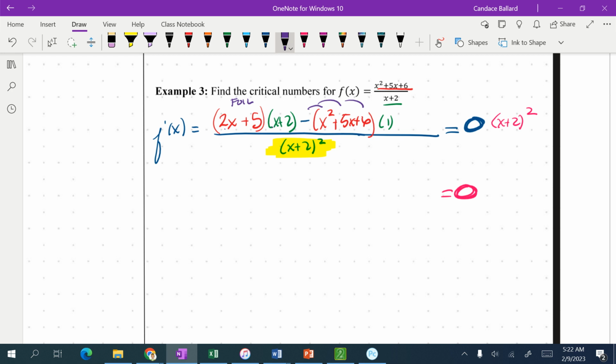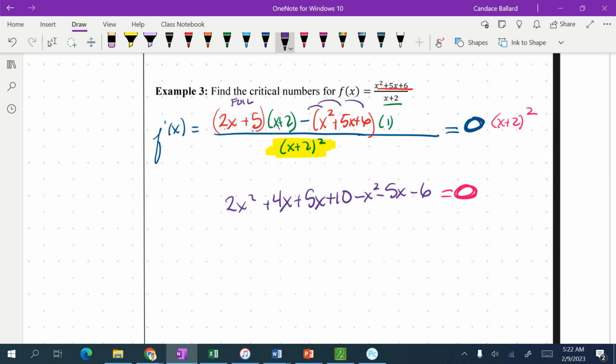So 2x times x would be 2x squared. 2x times 2 would be 4x. 5 times x would be 5x. 5 times 2 is 10. Then we know when we have a negative in front of parentheses, we have to distribute. So I'm going to change all my signs. So it's going to become negative x squared minus 5x minus 6.